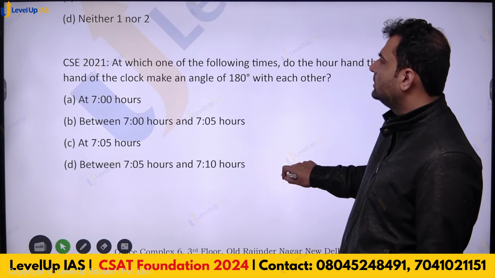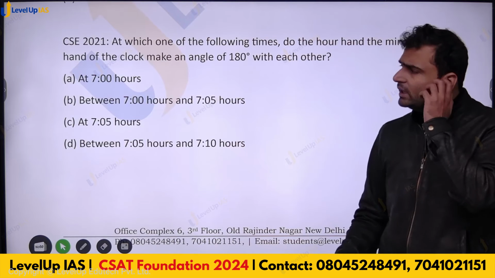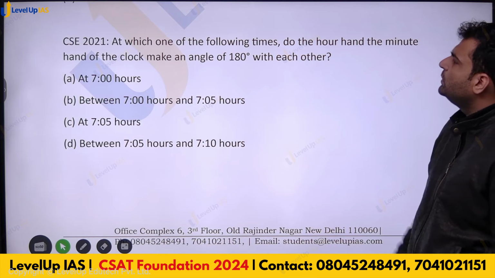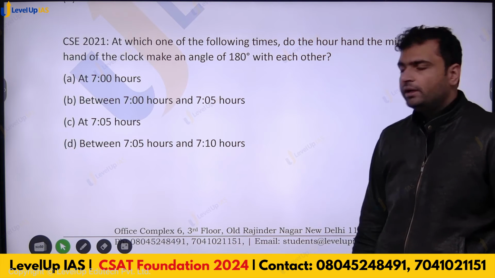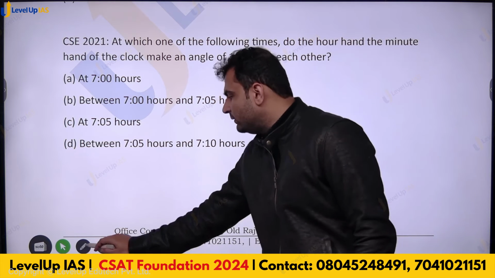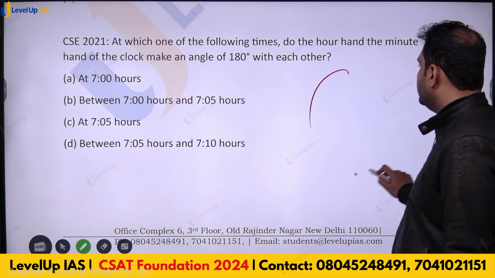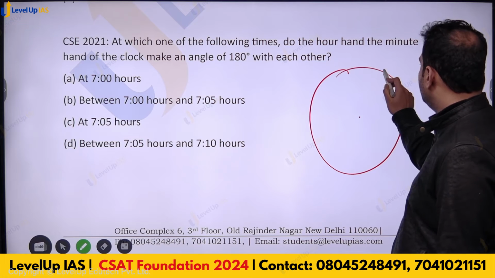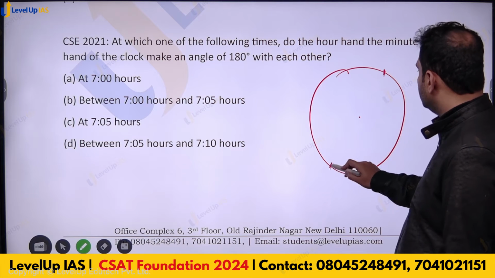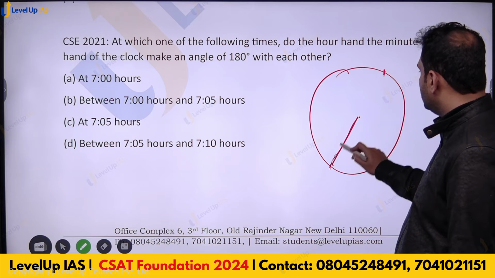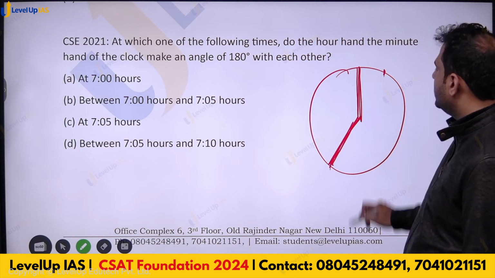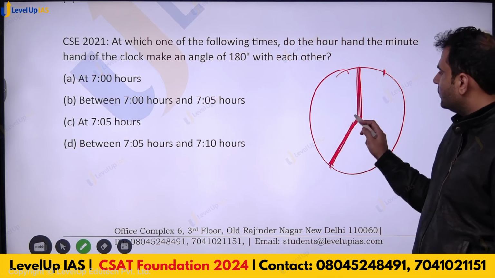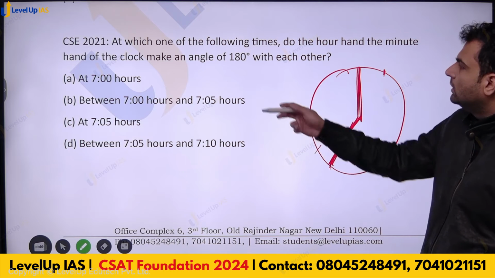Next question. This is a very easy question, very direct. You can guess also. The question is, at which of the following times do the hour hand and minute hand of the clock make an angle of 180 degrees with each other? We want exactly 180 degrees between the hour hand and minute hand. We have 1 o'clock here, we have 7 o'clock here. So at exactly 7 o'clock, the hour hand will be on 7 and the minute hand will be on 12, right? So at 7 o'clock, this angle is definitely not 180 degrees.